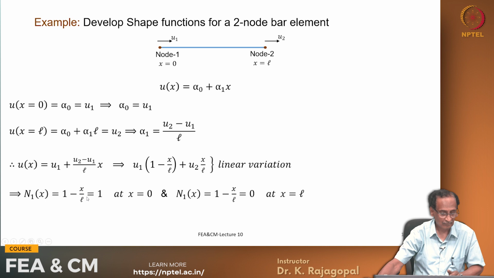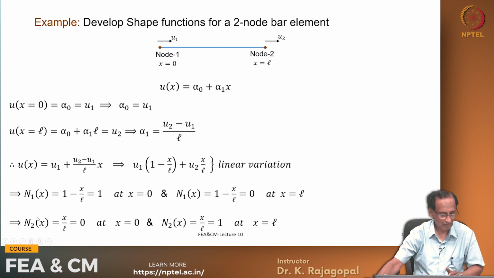At x equal to 0, that is at node 1, your N1 is 1, and at x equal to L, our N1 is 0, because if you substitute x of L, we get 0. Similarly N2 is x by L, and that is 0 at x equal to 0, that is at node 1, and at node 2 our value is 1. So, our N1 plus N2 is exactly equal to 1, that is 1 minus x by L plus x by L, that is equal to 1.